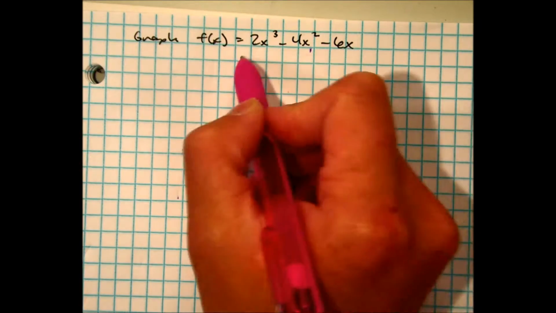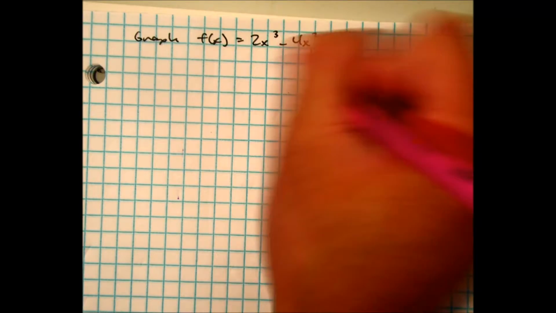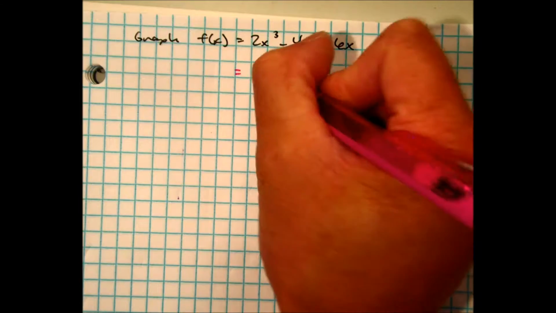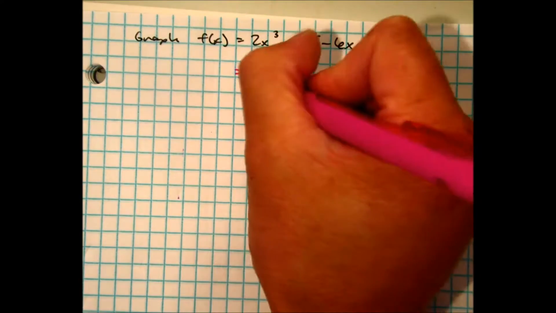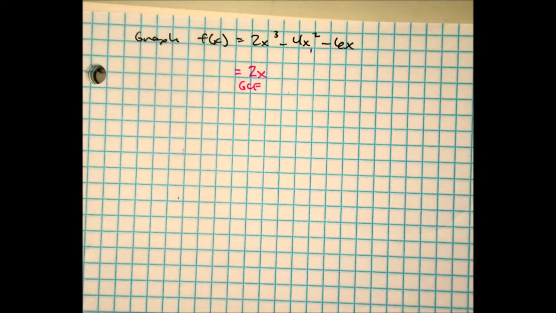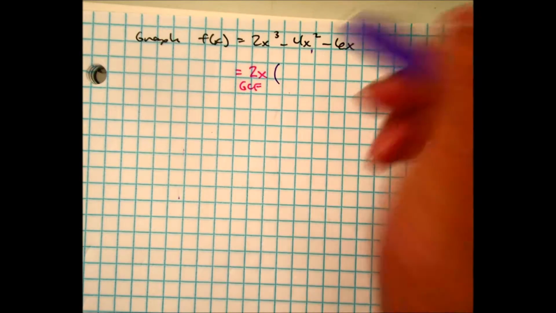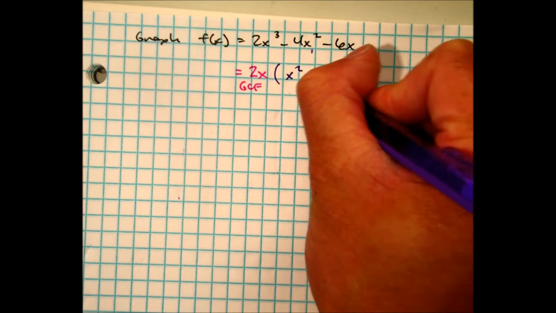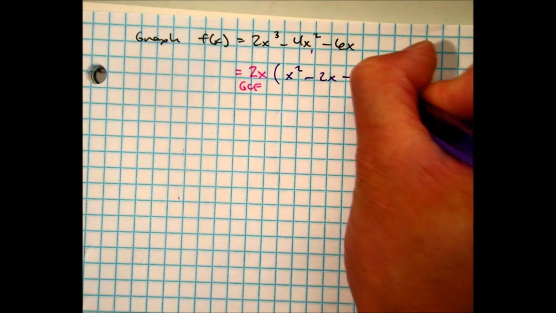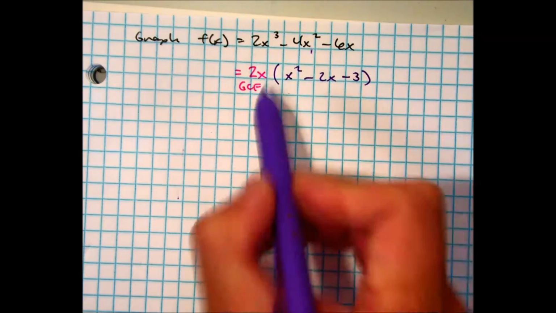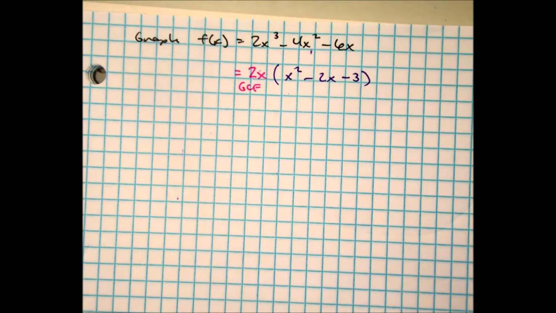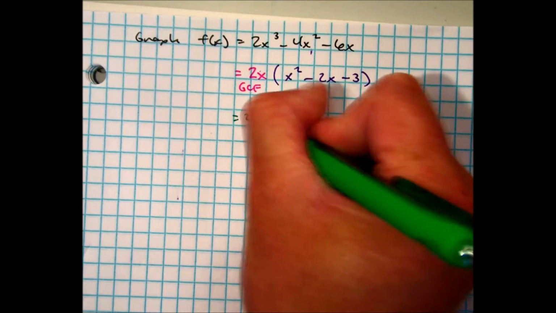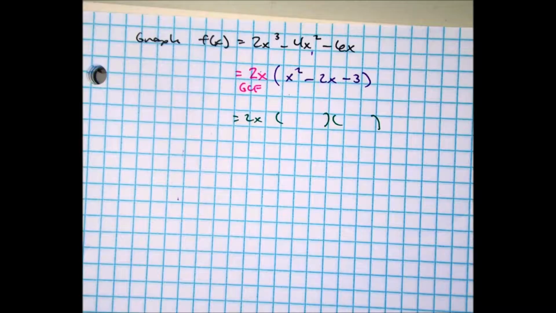I noticed that all of them have a GCF, or they have something in common. What is that, class? 2x. Okay, so that's our GCF, greatest common factor. What's left, class? x squared minus 2x minus 3. And remember, you can always double check that by distributing. And I need something in there.